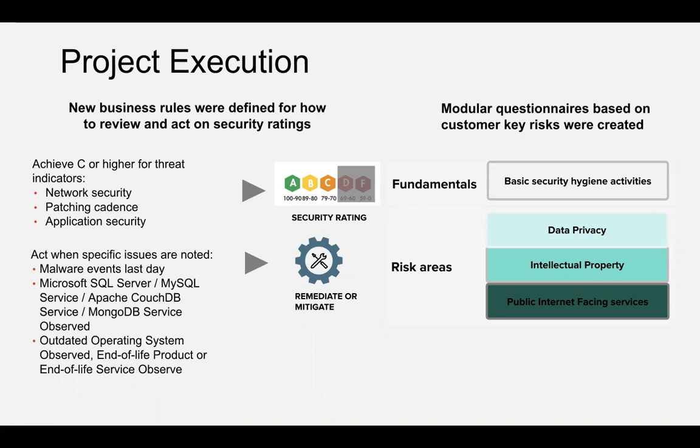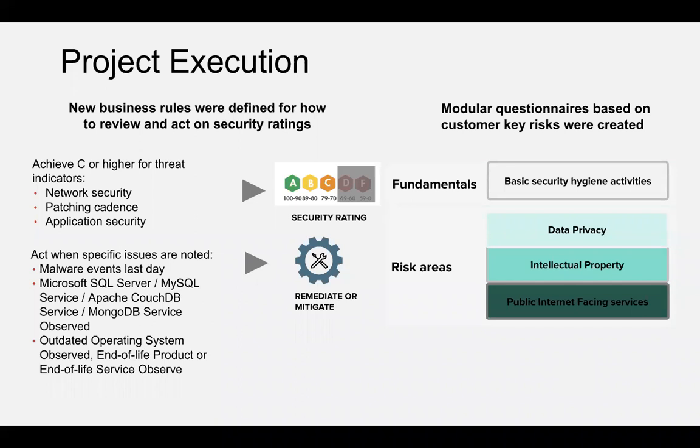And so here we're looking at the fundamentals, and you can't focus in on everything. This customer focused in on certain areas: network security of their vendors, the patching cadence, which is a great indication of cyber risk governance and maturity, and their application security. Then there were other areas. If there were specific issues noticed, meaning we saw malware events in the last day, or there were open databases, open RDP ports, or we saw outdated operating systems or end-of-life products, this would also be noted in that engagement. At the same time, we built questionnaires and linked those back into what we were looking for, to be able to validate and understand what is really the situation at this vendor.